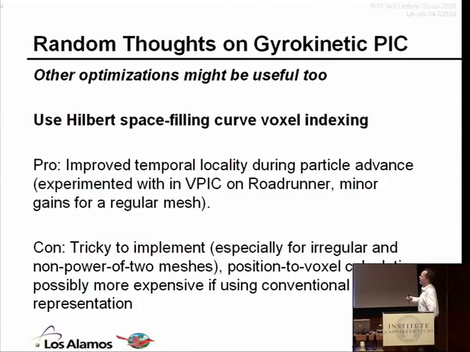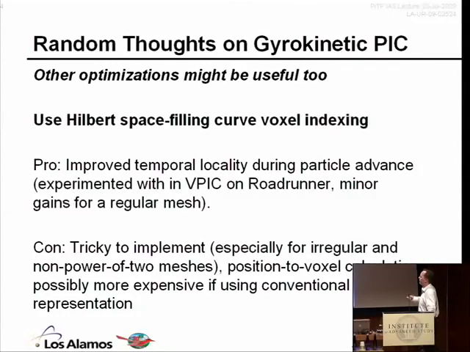This one's slightly more technical, but often you might not even want to consider doing the usual index along X, index along Y, and index along Z. You might want to consider indexing your voxels in a strange fashion. A common scheme is a Hilbert space-filling curve. And this can improve your temporal locality. It depends on the kinds of things you've done. I've experimented with it in VPIC on Roadrunner. I got some minor gains from it.